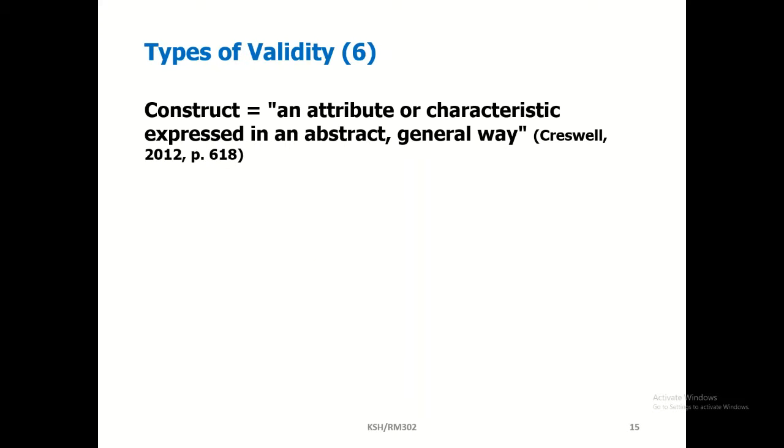The last type of validity discussed in Kumar, 2014, is construct validity. According to Creswell, 2012, the term construct refers to an attribute or characteristic expressed in an abstract, general way, page 618. An example of construct is writing skills, which is rather abstract because we're unclear about what counts as writing skills. We can operationalize this construct by stating that writing skills in this research context is measured by the student's performance on a writing exam, that is, their exam scores.